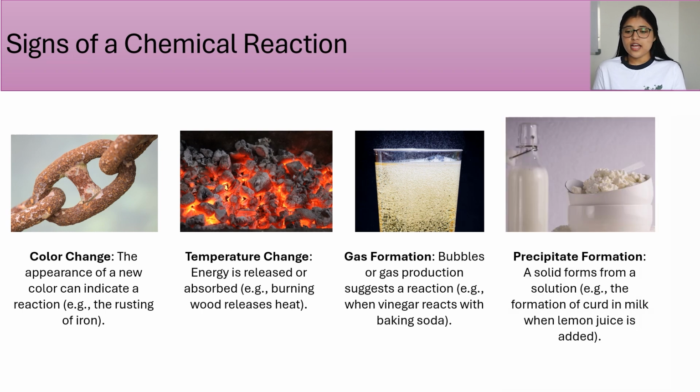Another sign of a chemical reaction is the formation of a precipitate. You must have observed when you squeeze lemon juice into milk, it curdles. Lemon juice is a liquid, milk is a liquid, but when you put them both together, it forms a solid. This is called a precipitate, and this is also one of the signs of a chemical reaction.